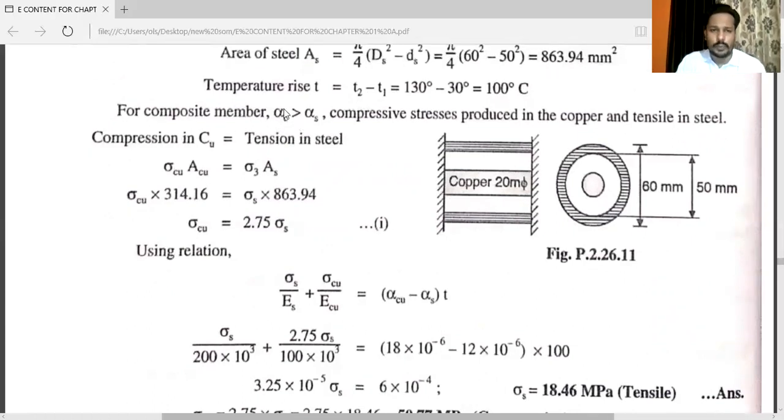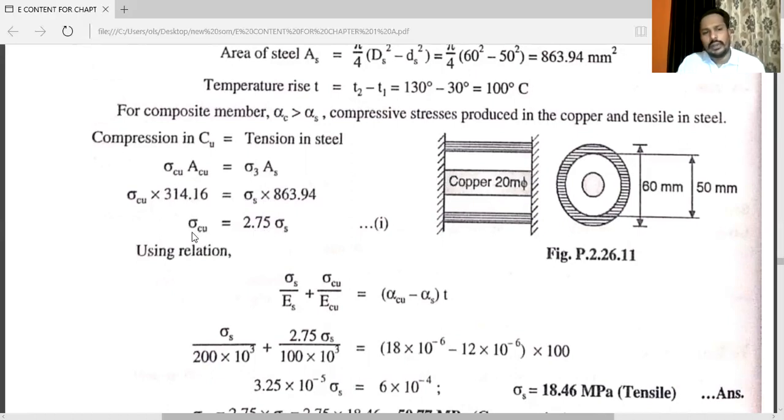Here in this case, alpha copper is greater than alpha steel. So compression in copper is equal to tension in steel. We know that compression of copper is nothing but sigma into area for copper, which is equal to tension in steel, that is stress of steel into area of steel. Here we have the value of only area: area of copper we have, area of steel we have. So the answer will be sigma copper, means stress of copper, is equal to 2.75 sigma of steel.